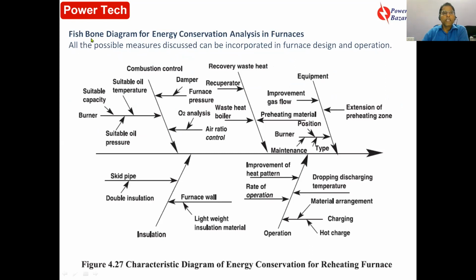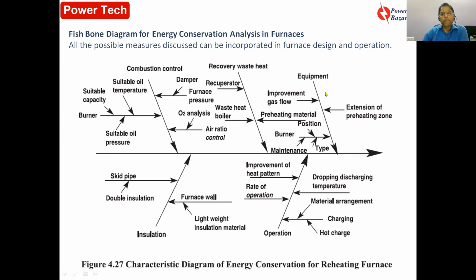Now let us come to the fishbone diagram. We have studied a lot of diagrams: Sankey diagram, then different process flow diagrams. So let us understand what a fishbone diagram is. This is nothing but a diagram to show what energy conservation options are available in a furnace. So whatever we have discussed so far, all are put together. This is basically the fuel flow. Let us take an example. This is a characteristic diagram of energy conservation for a reheating furnace. So how can you save energy? These are the options to save energy.